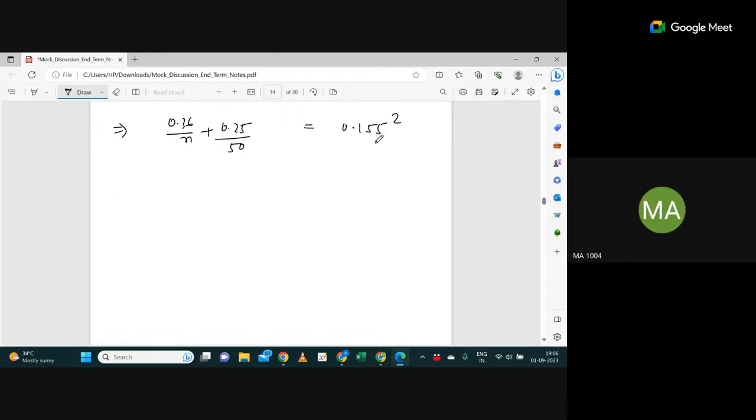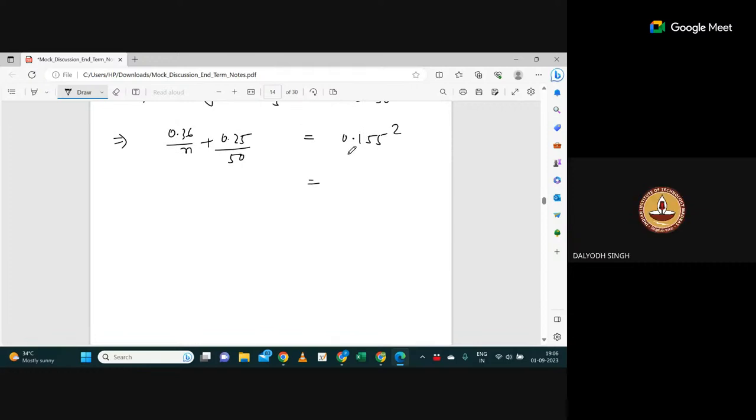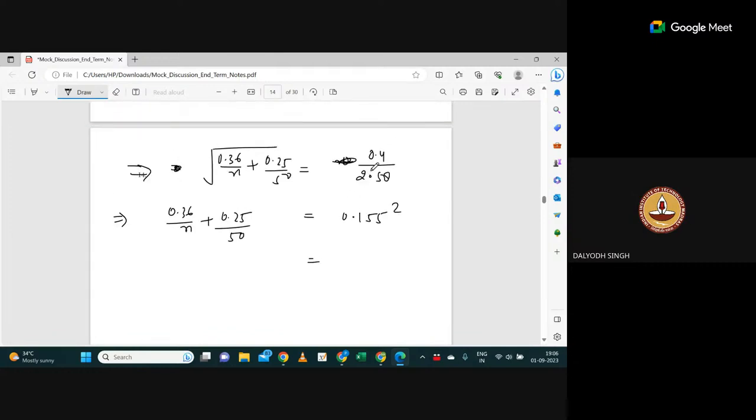And what is the square value? Can anyone tell me the square of this one? Sir, the answer doesn't come like this. 0.155, how does this come up? 0.4 divided by 2.58, right? It's coming out to be 0.024. Okay, sir, I have made a mistake here, some calculation mistake maybe. Now it's correct.